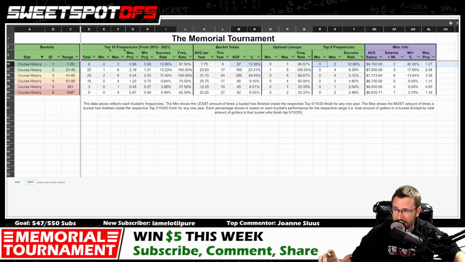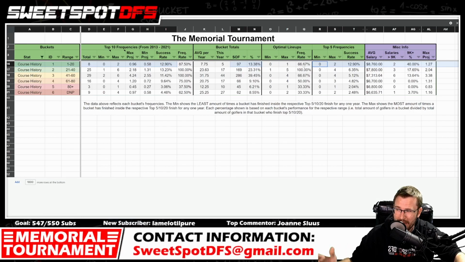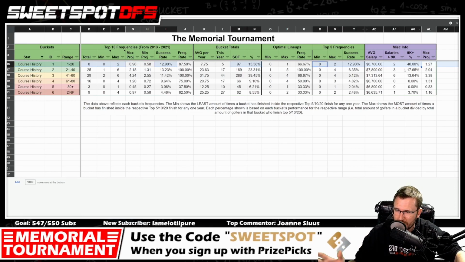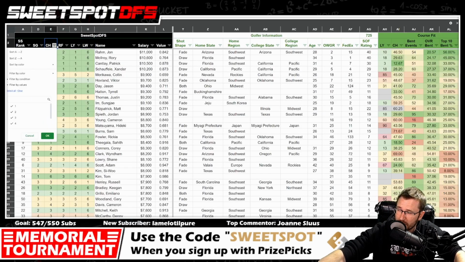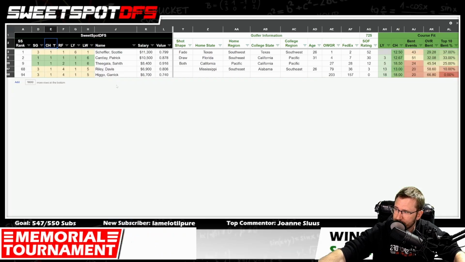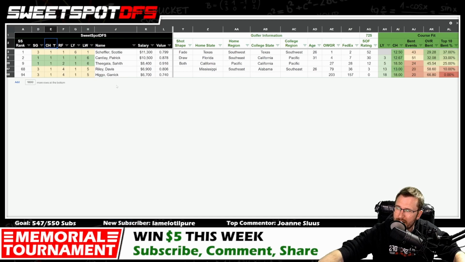So out of the last, I imagine we're looking at the last 6 years, has to be. 4 out of 6 years, we have one guy from this bucket in the optimal lineup. So projection 0 to 2 doesn't change any with the conservative projection over here. So let's take a look at who those golfers are. Again, if you're following along with me on that cheat sheet, just make sure you've got no other filters anywhere else. Clear everything out of the course history bucket and just select one. Lo and behold, we've got Scottie Scheffler, Patrick Cantlay, Sahith Theegala, Davis Riley, Garrick Higgo.